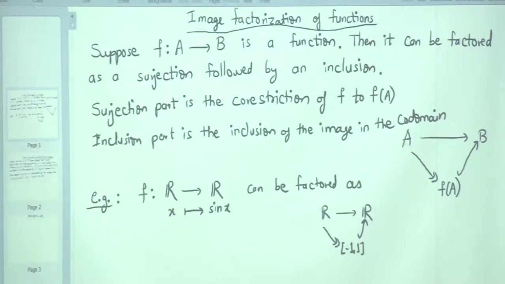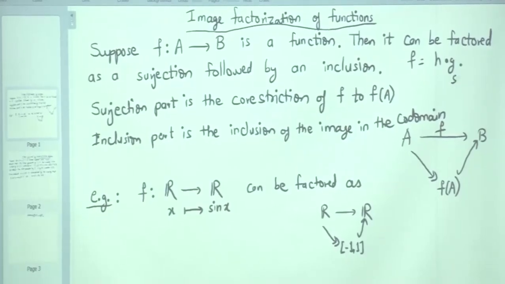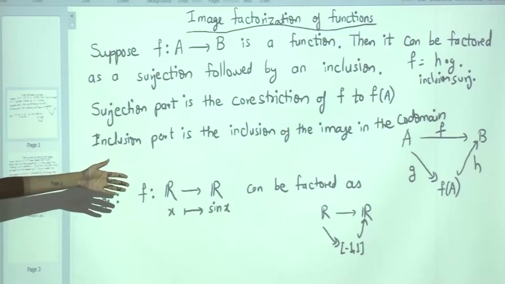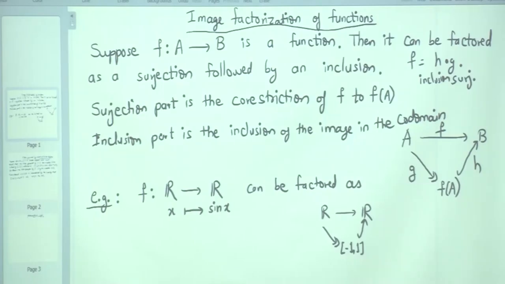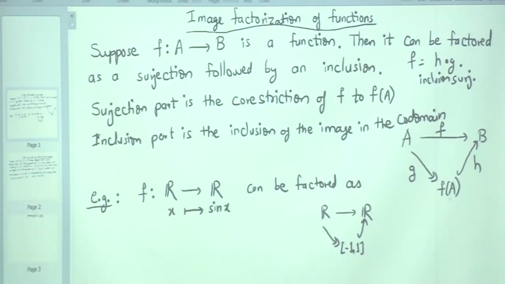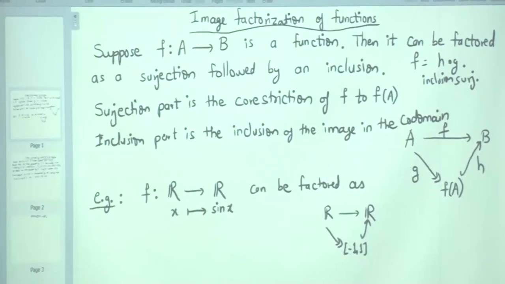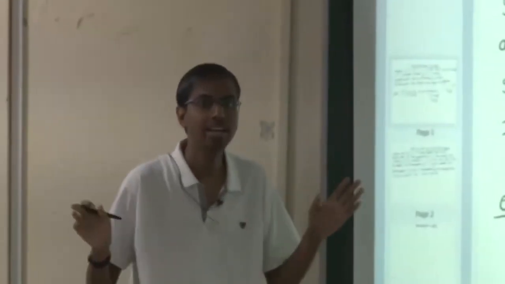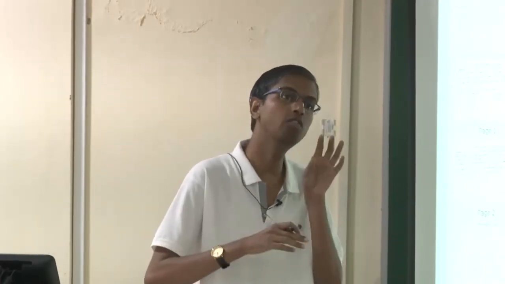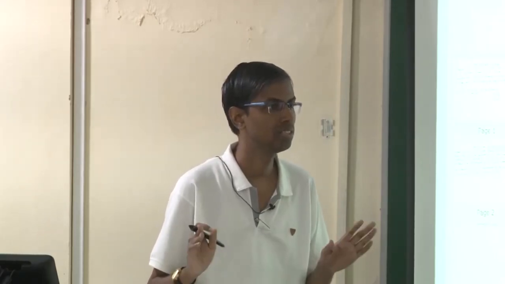Okay, so what is that? I have drawn the picture here. You look at a function f, yeah, I mean, we can say that f can be written as h composed with g, where g is a surjection and h is an inclusion. So this is my g and this is my h. The surjection part is simply the co-restriction of our original map. Co-restriction means restrict the codomain and you make it as small as possible. Okay, so we make it as small as possible means we land inside the image. So A to f(A), what is the rule g? x maps to f(x), yeah, it does not change. So this is the co-restriction of our original map f. And the inclusion part is the inclusion of the image inside the codomain. That's all. Yeah, very simple thing.